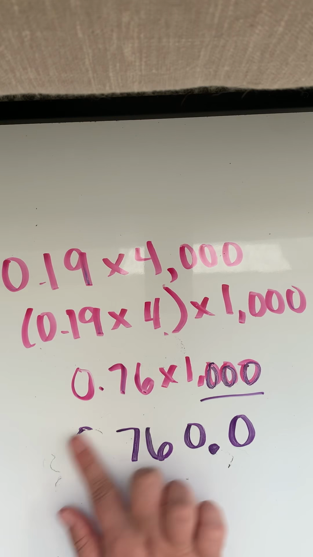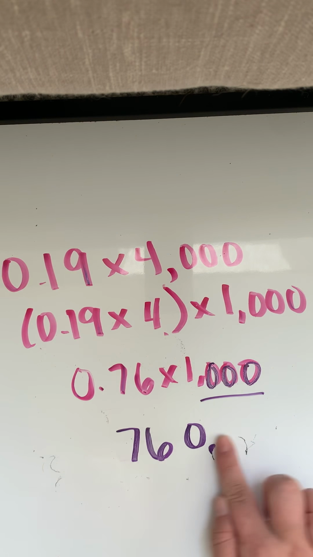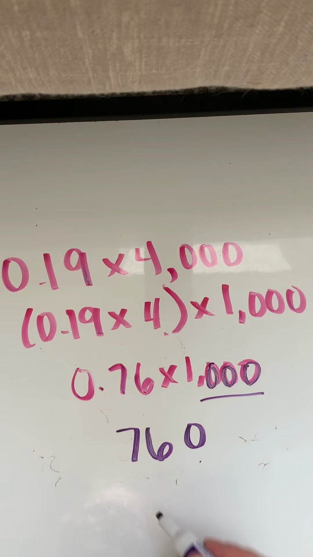So let's go ahead and erase. You could do that. That's the same thing. And you could do this, which is also the same thing. So this just looks a little bit nicer. So our answer should be 760. All right, go ahead and try 33 for me, and then we're going to go over it together. So pause the video.